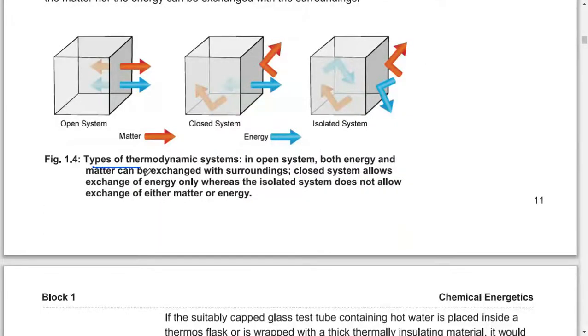Types of thermodynamic systems. In open systems, both energy and matter can be exchanged with the surroundings. A closed system allows the exchange of energy only, whereas the isolated system does not allow exchange of either matter or energy. Open system, closed system, isolated system.